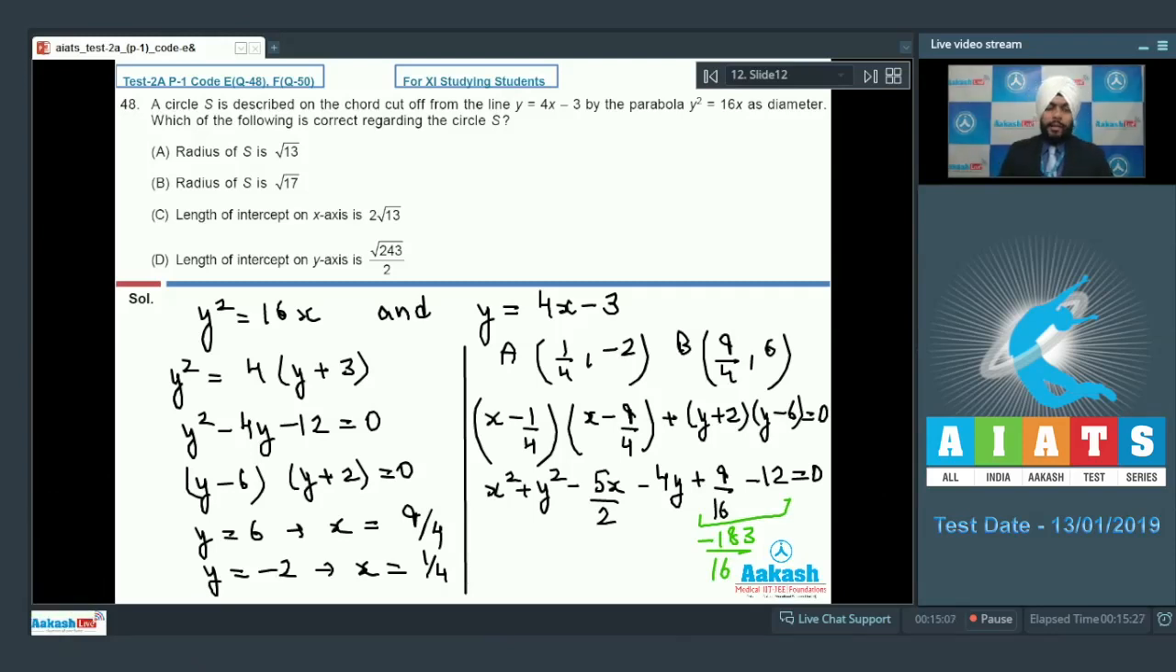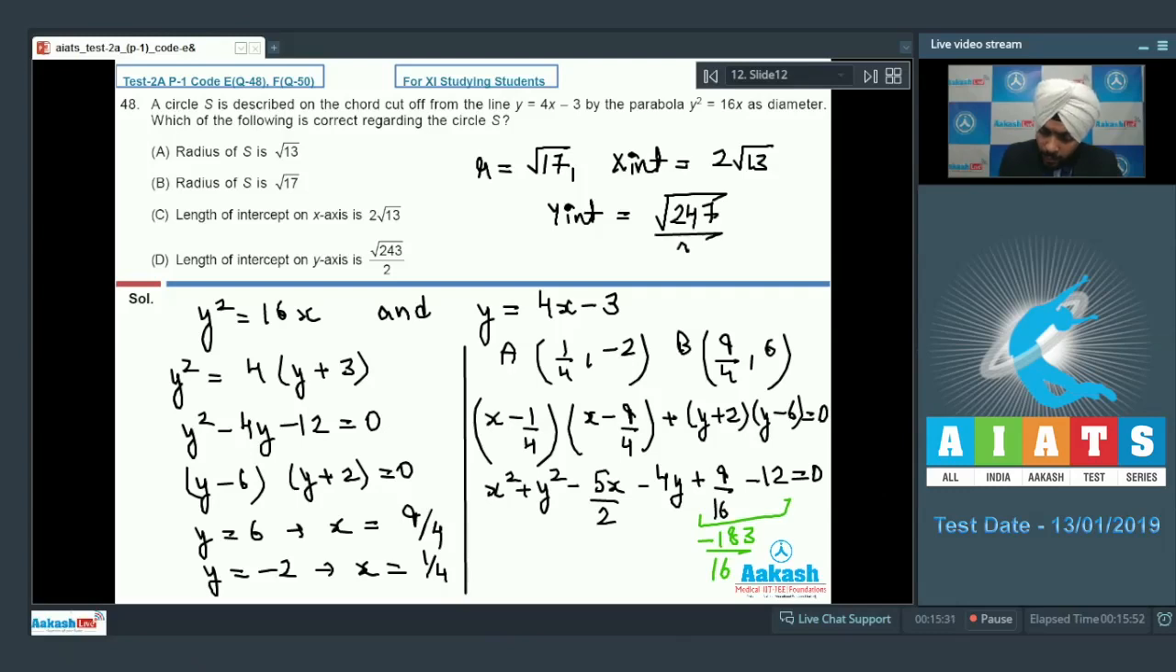You can calculate the radius, you can calculate the length of x-intercept as well as the y-intercept. So radius will come out to be equal to root 17, x-intercept 2 times under root of g square minus c is equal to 2 root 13, and y-intercept 2 times under root of f square minus c will come out to be equal to root of 247 by 2. Okay, so B and C are the options which are correct according to the data. So BC is the correct answer. Let us move on to 49.